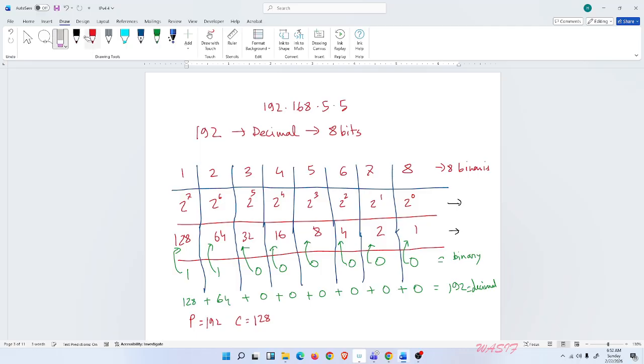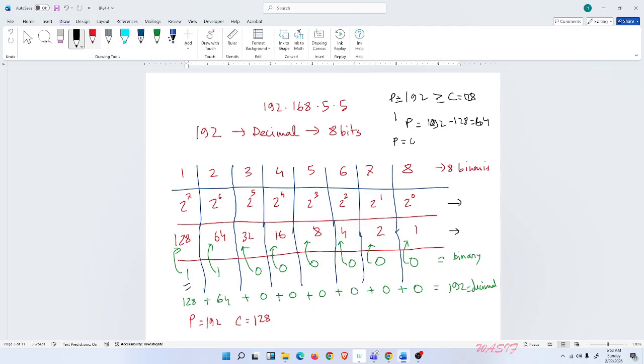the pointer value, which is 192. Pointer value 192 is greater than or equal to the column value 128. Yes, so the value is 1. So you got 1 here. Now the pointer value will change. 192 minus 128 is 64.